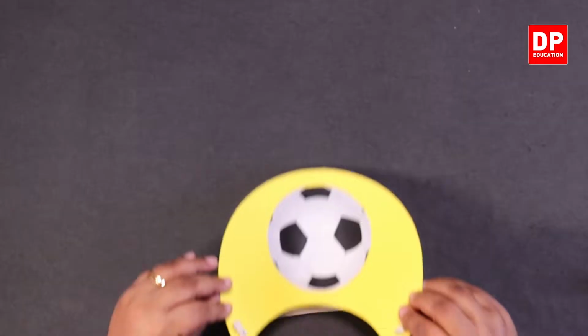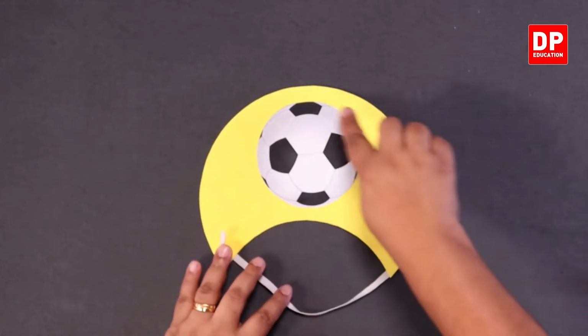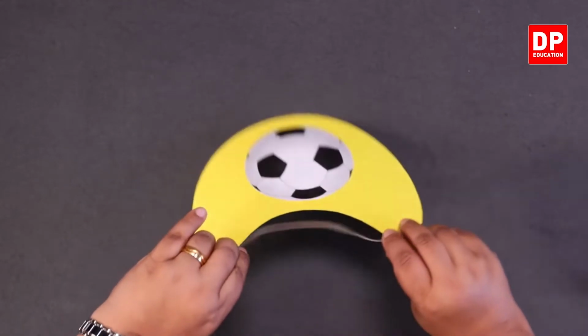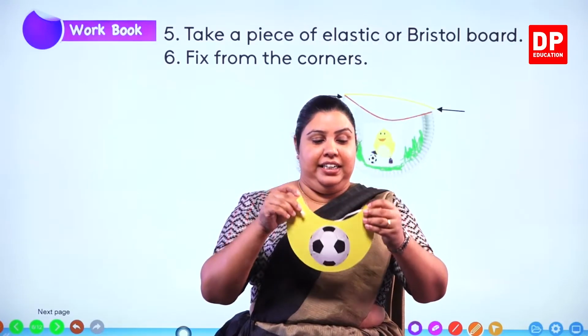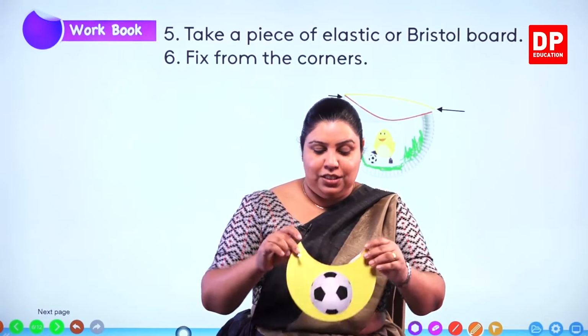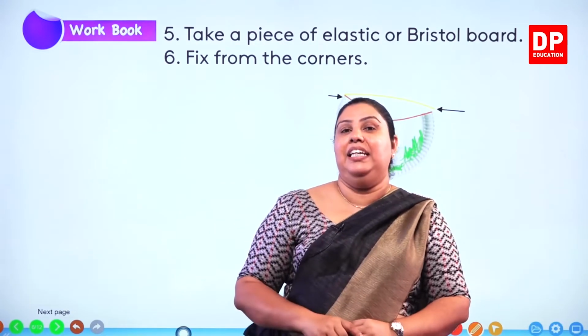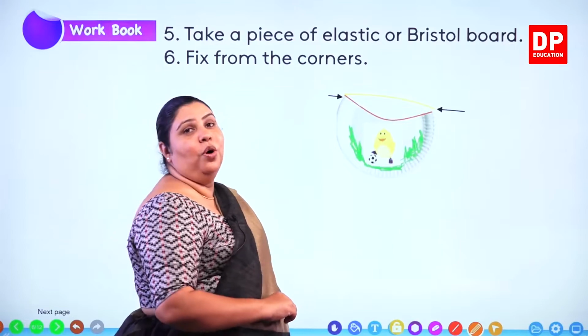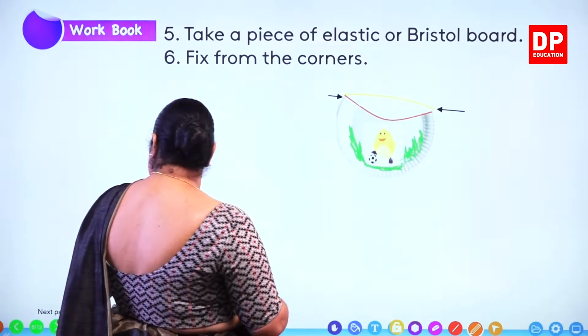Now it will look like this. Can you see? I have my beautiful ball like this. Then I have fixed my little piece of elastic like this. So it will look nice and neat like this. Now we'll move on and see what the next step is.